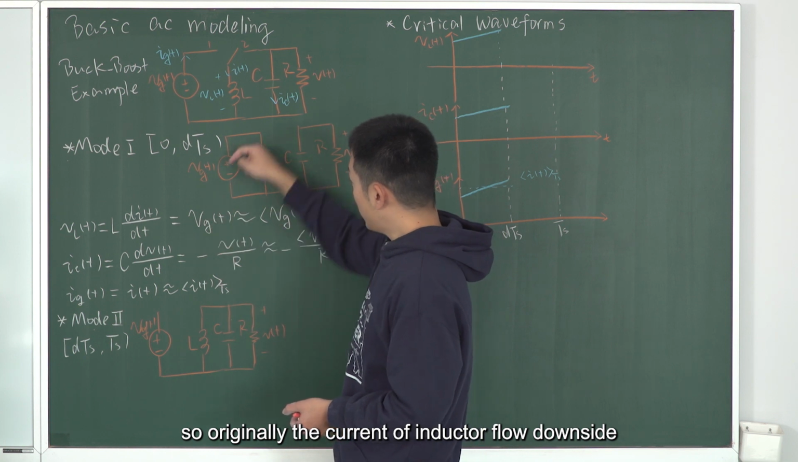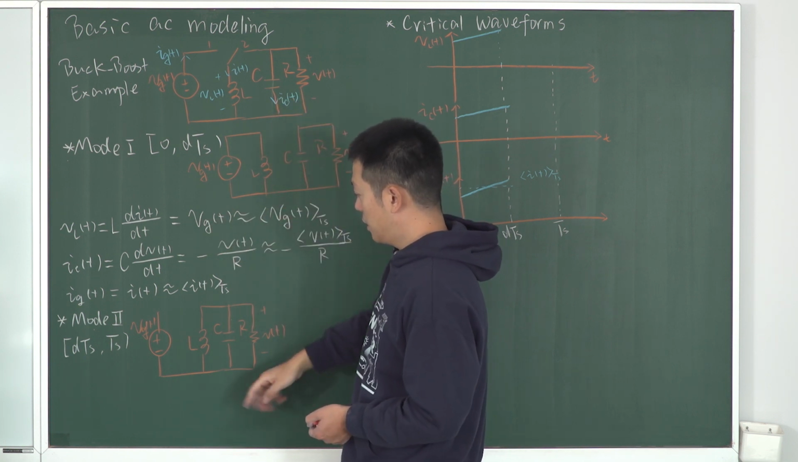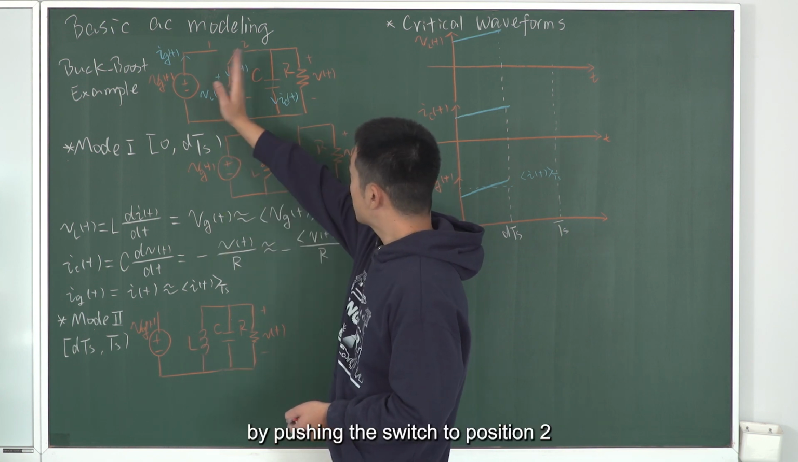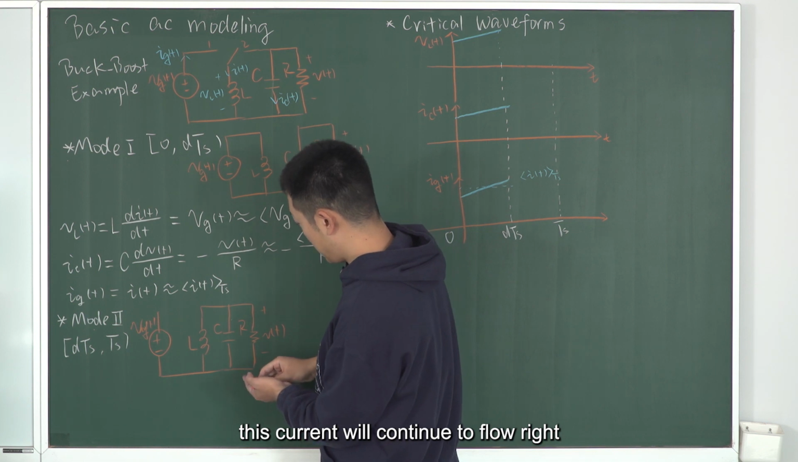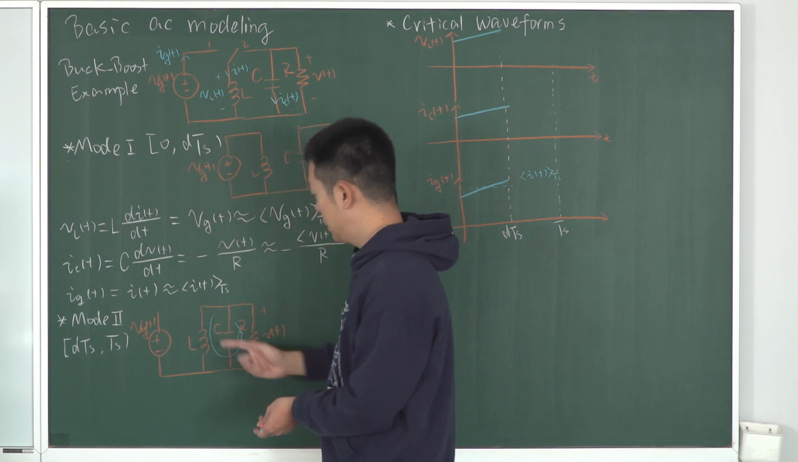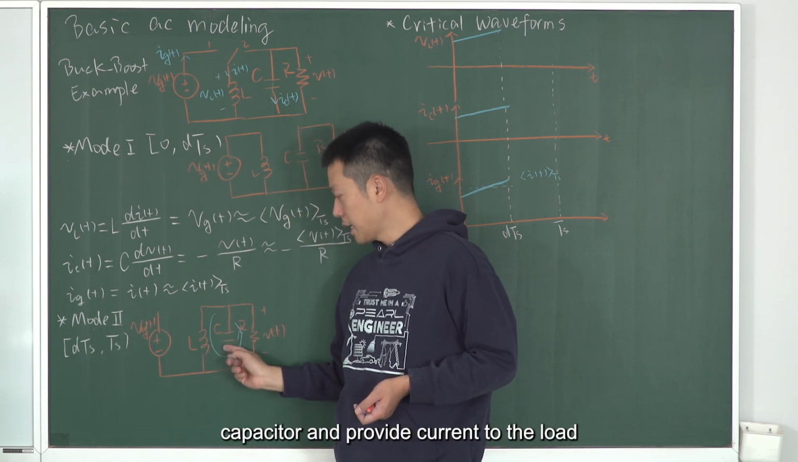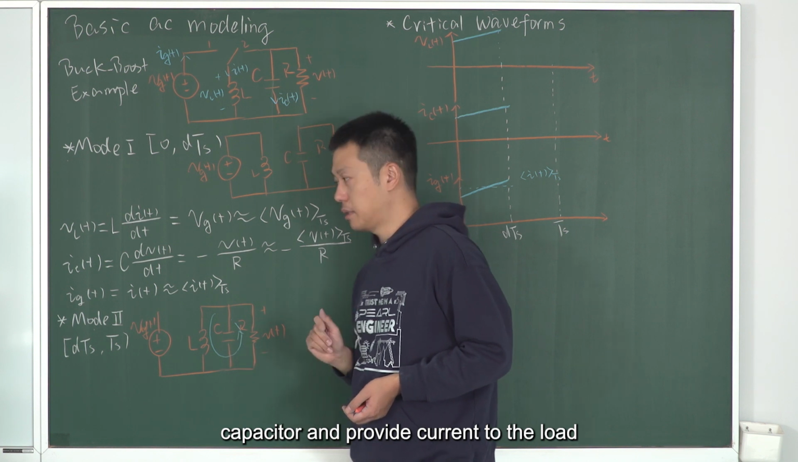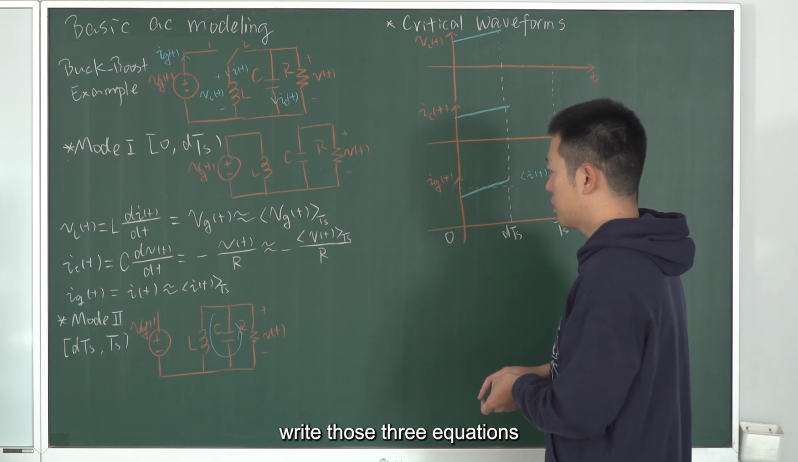So originally the current of the inductor flowed downside. By pushing the switch to position 2, this current will continue to flow, right? Meaning that there will be a current pulse like this. The inductor current charges the capacitor and provides current to the load. And correspondingly, we can write those three equations.